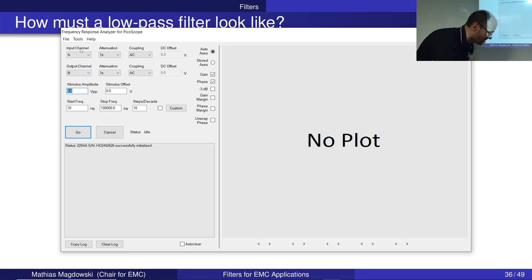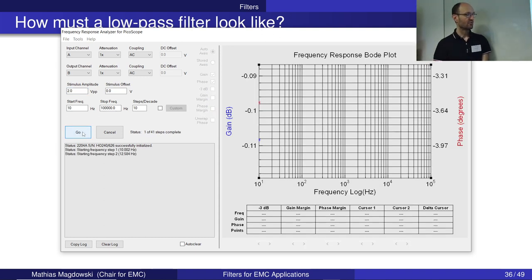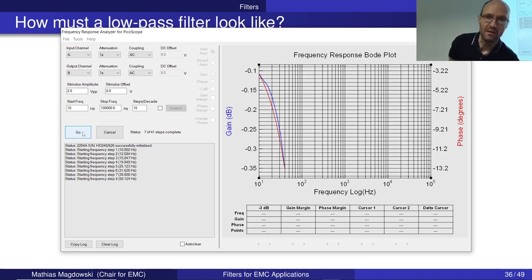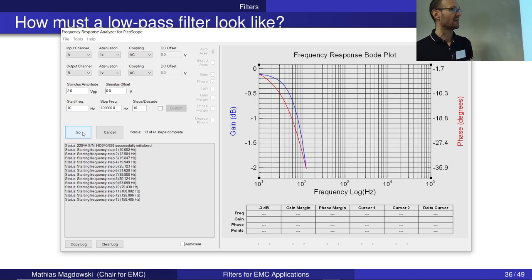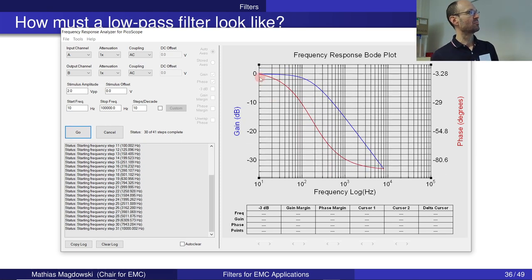Okay. And so we can see we have input channel, we have output channel. We can also have a frequency range here and there. So we are now measuring between 10 hertz and once again 100 kilohertz. And I will just push go. And then you can see once again at low frequencies, it's taking quite a time to do this measurement. And at higher frequencies, it's getting faster and faster. And it's building up this plot.